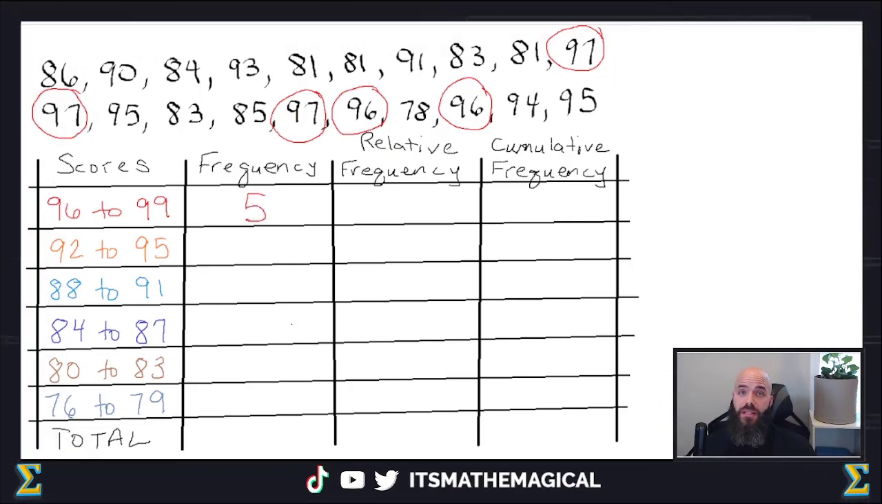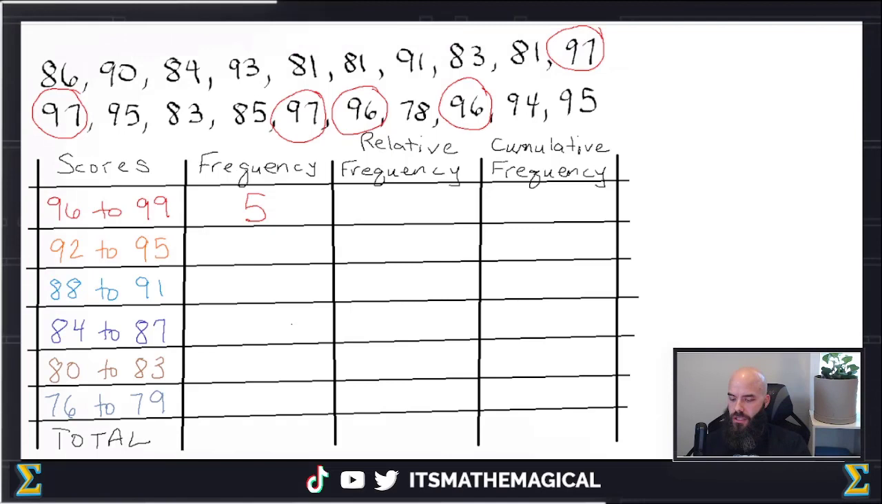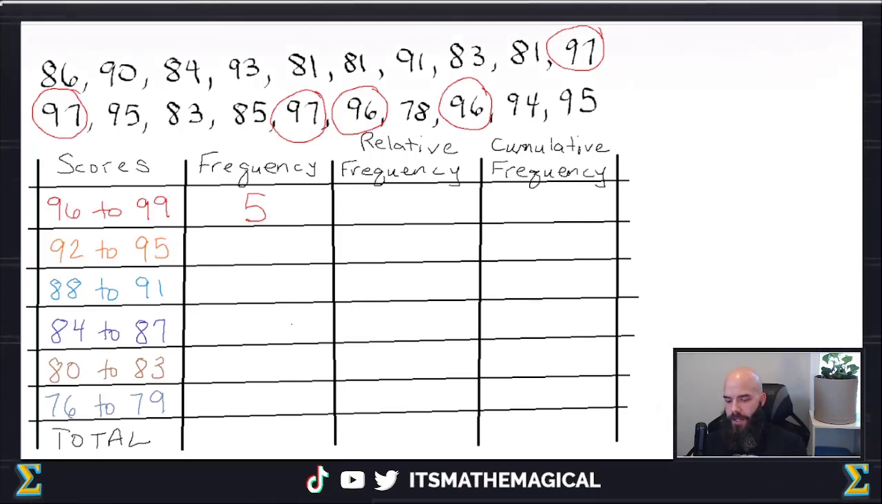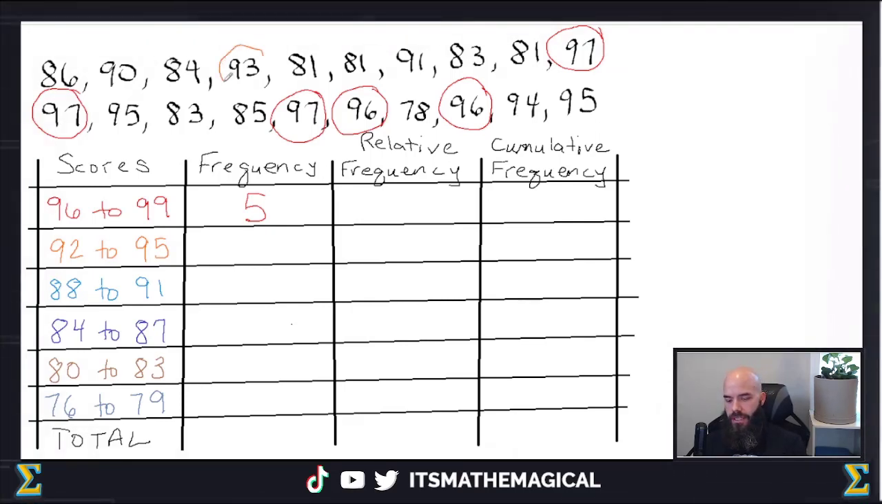Let's finish the frequency for each of these bins, and then we'll do the other 2 columns. So let's go ahead and choose orange. Let's go through the data set again and choose values 92, 93, 94, 95 for that second bin. Okay, so if I go through, well, there's a 93.